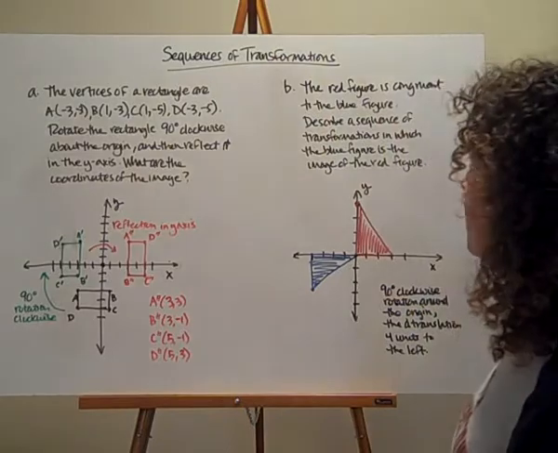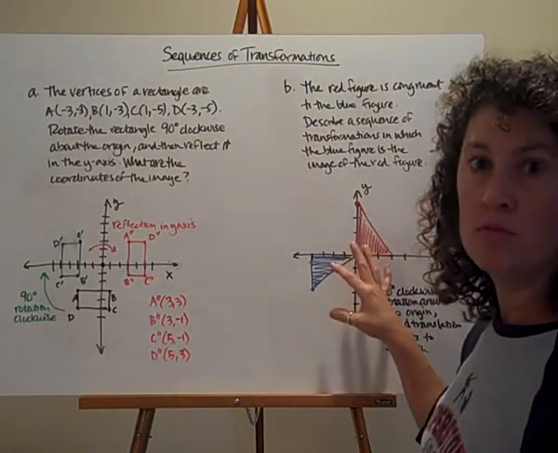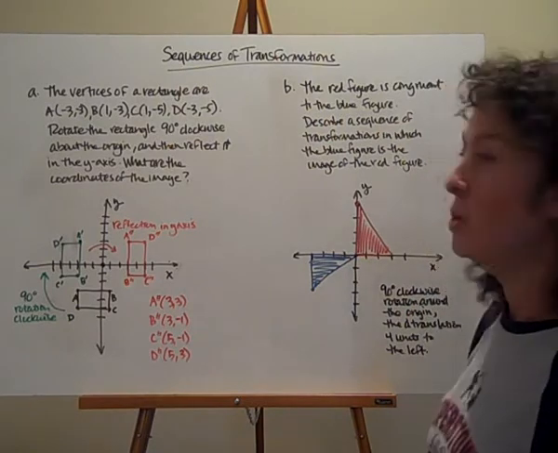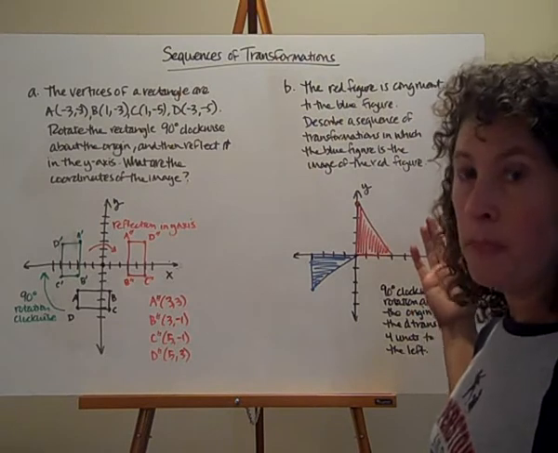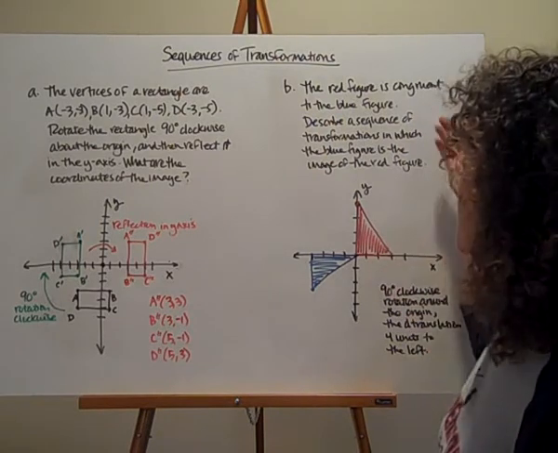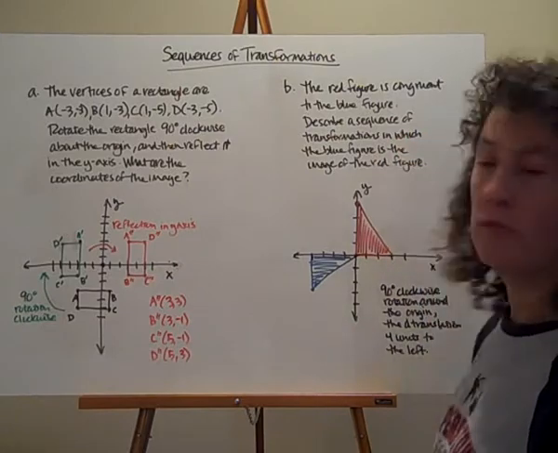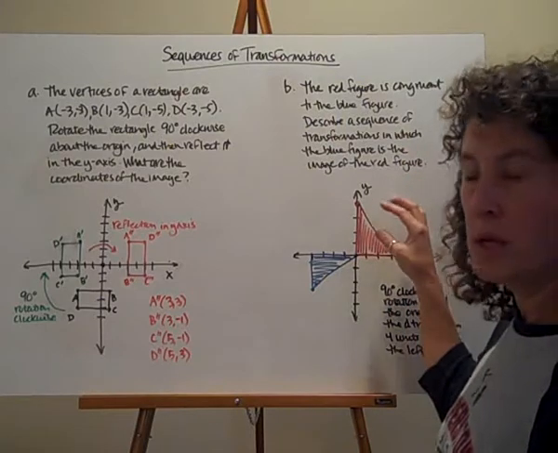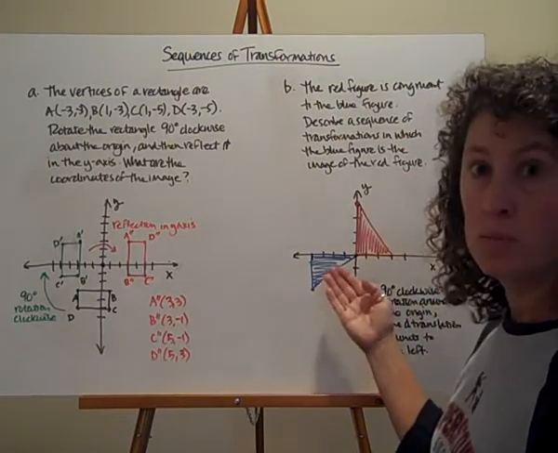All right, let's take a look at this one where they've made a series of transformations, a sequence of transformations, and want us to figure out how we could have come up with that new image. So the red figure is congruent to the blue figure, so we know what kind of transformations we're doing. Describe a sequence of transformations in which the blue figure is the image of the red figure. So the blue figure is the image. We're starting with the red. So we want to know, what can we do to this red figure to end up with this blue figure?